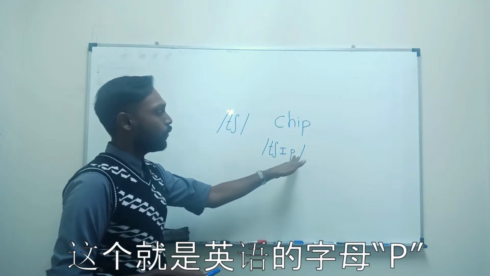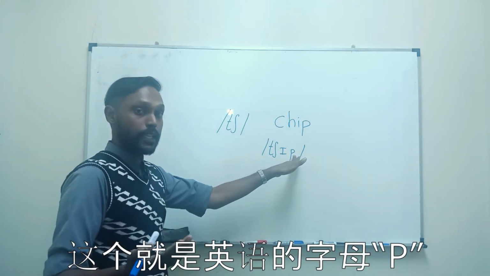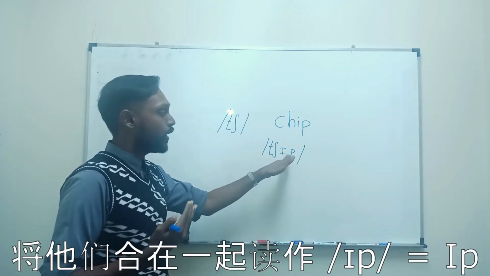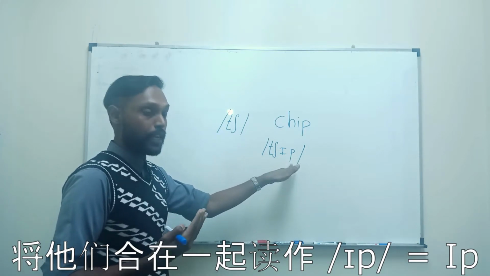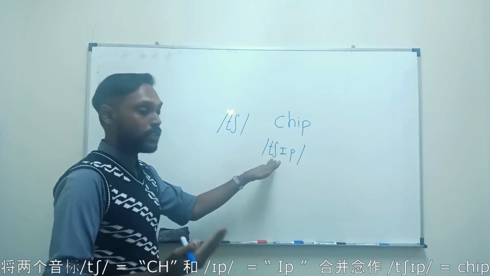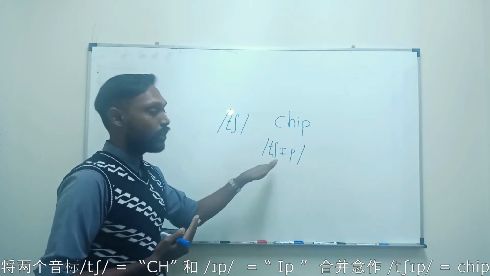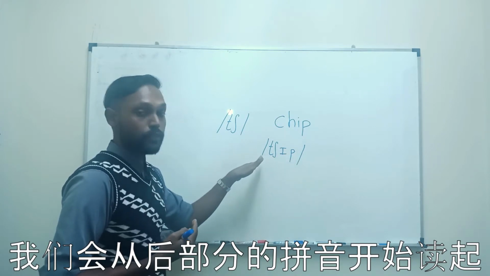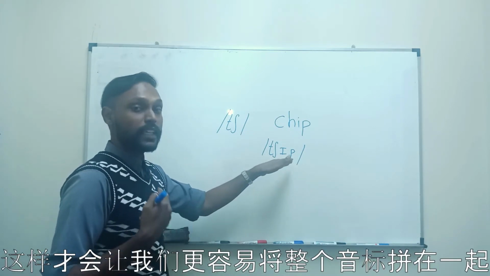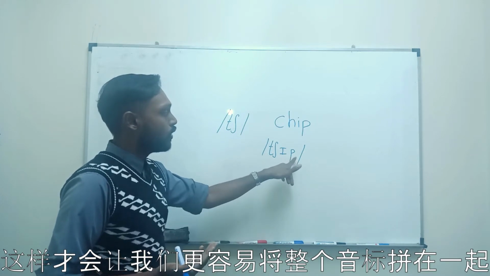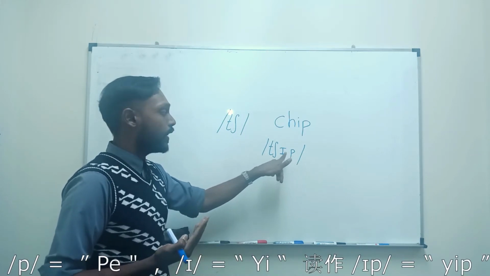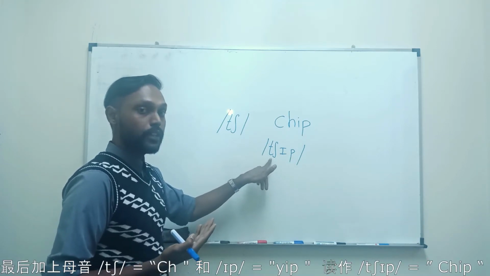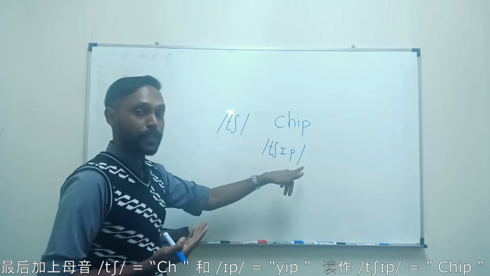So this is the sound we use to write for the letter P, but here this is pronounced as p, and here we have e. Together they make the sound ip, and when you put the ch together it makes the sound cheap. Usually when we pronounce the transcriptions, we follow from the back to the front. This is so that it makes it easier to pronounce the word together. So we have p and then e together, ip. When you put the last sound here, it becomes ch, cheap.